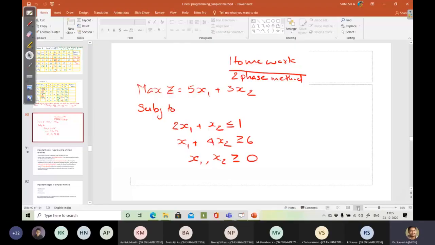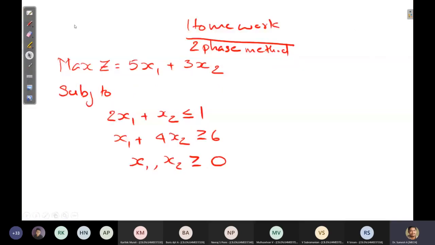I think this is the problem which I gave you as homework yesterday. Try by using the two-phase method. Was that correct? Yes, sir. So how many artificial variables are there? Sir, only one, in the second equation. Yeah, only one over here.